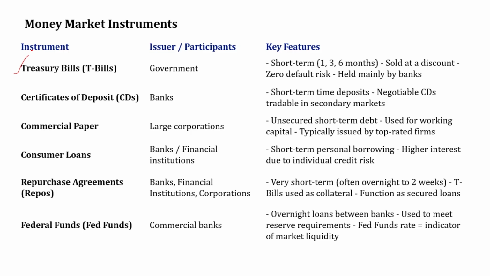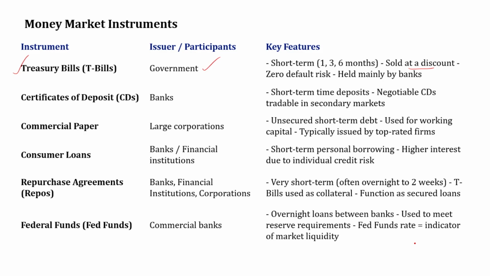Treasury bills are short-term government securities with maturities of 1, 3, or 6 months. In general, they are sold at a discount and redeemed at face value, which means the difference represents the interest earned. Treasury bills are considered risk-free as they are backed by the government, and they are mainly held by commercial banks.